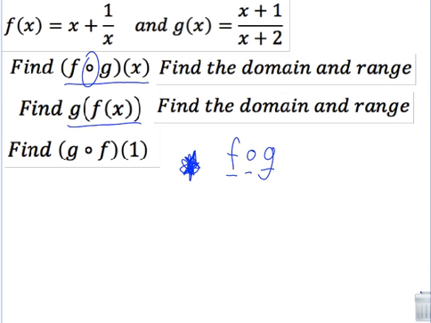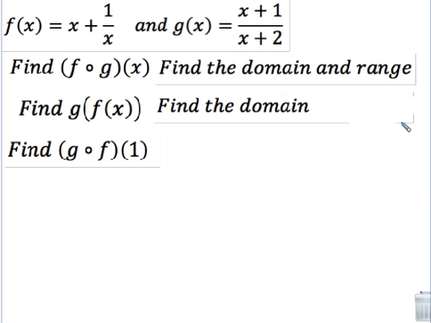In this video, we'll go over composite functions and the domains of composite functions. I know originally I put the range up here too. We're not going to worry about the range, just the domain.